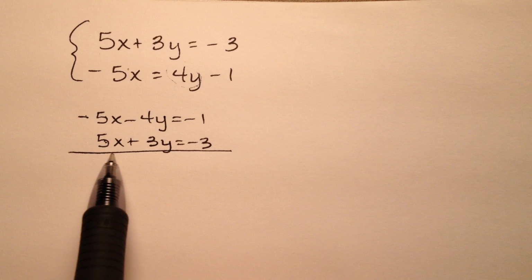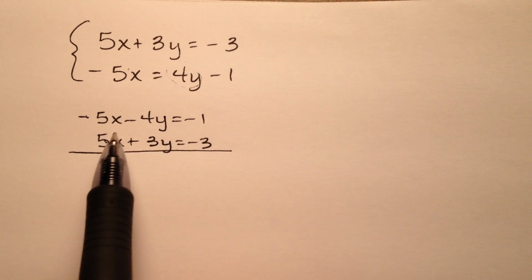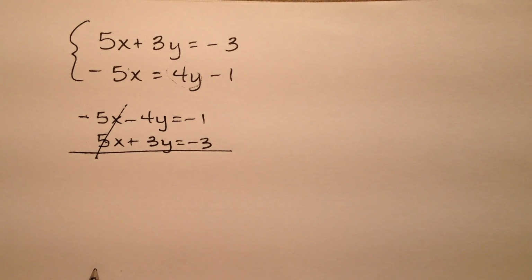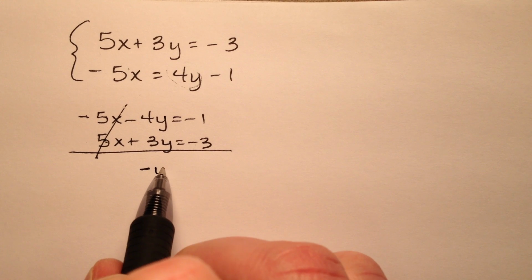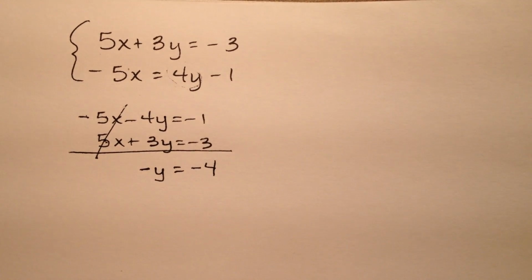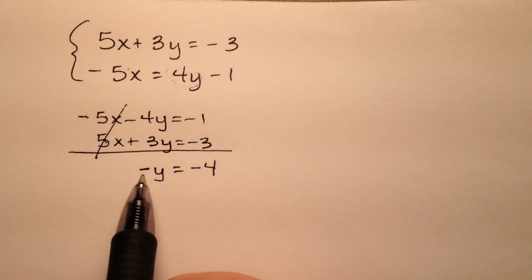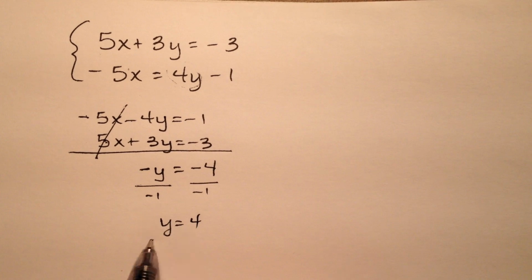So let's go ahead and take these two equations just the way they are, and let's go ahead and add them up. So negative 5x plus 5x, my x's cancel. Negative 4y plus 3y will be a negative y, and negative 1 minus 3 is negative 4. So when I divide both sides by negative 1, y equals positive 4.